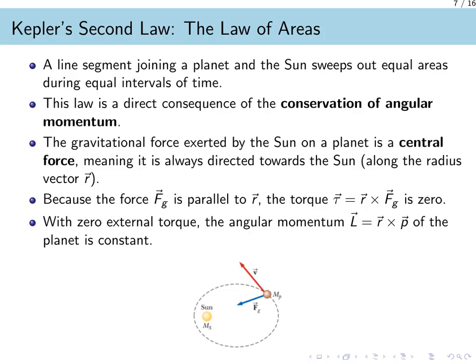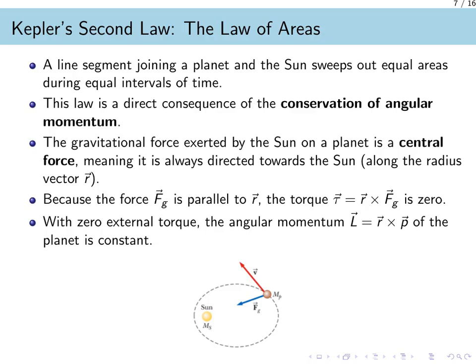Now let us recall the definition of torque. Torque, represented by the Greek letter tau, is the cross product of the position vector r and the force vector F. Because the gravitational force is central, the vectors r and F are always parallel. The cross product of any two parallel vectors is 0, so the net torque on the planet is 0.